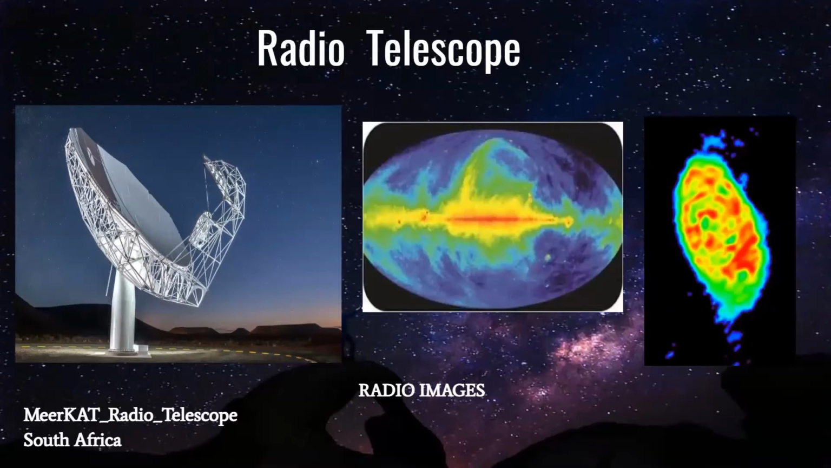Radio telescopes are the telescopes that collect electromagnetic waves which are radio, or collect radio electromagnetic waves. So this type of telescope collects only radio waves. And a typical example of an image produced from such a telescope is the one we see here, and another one here.